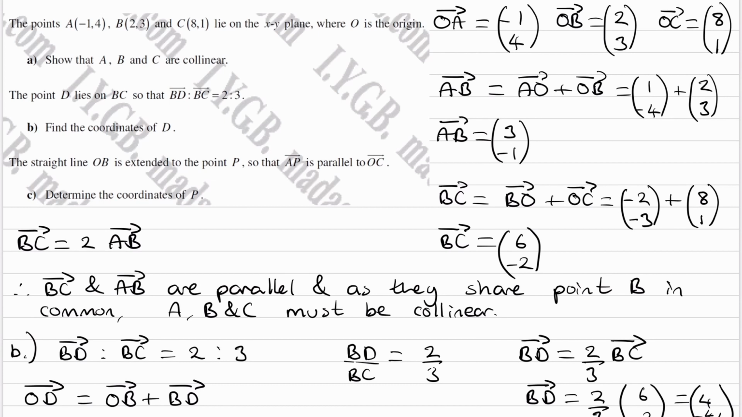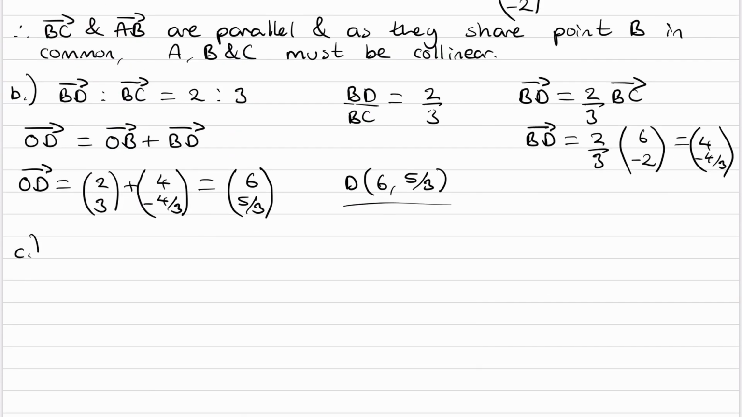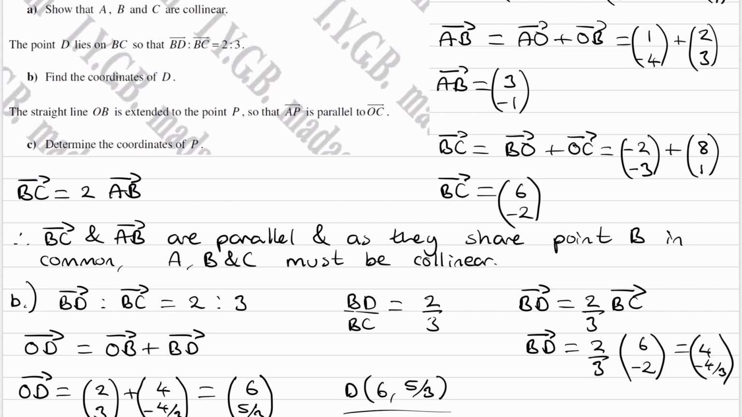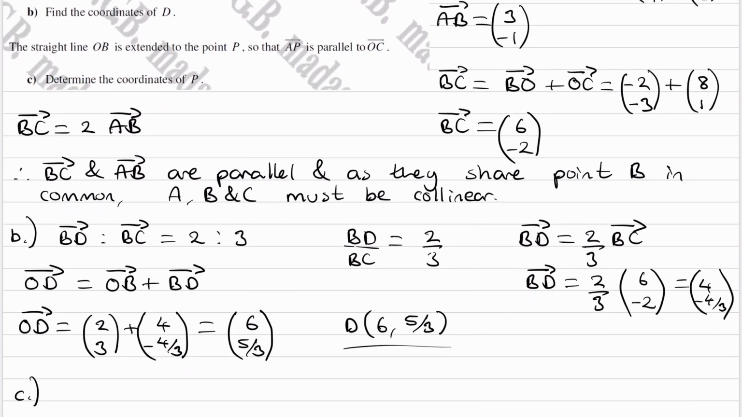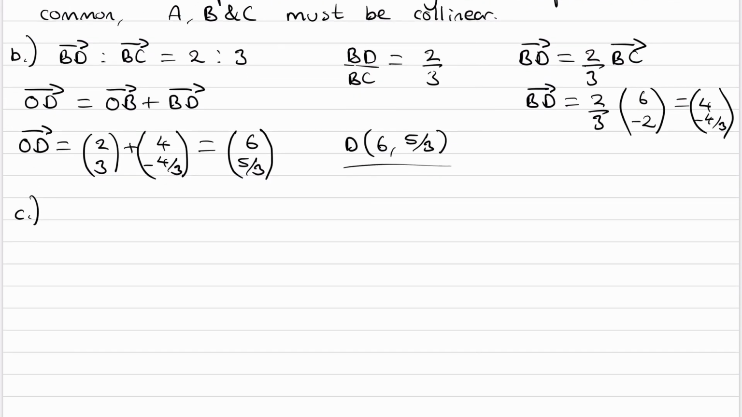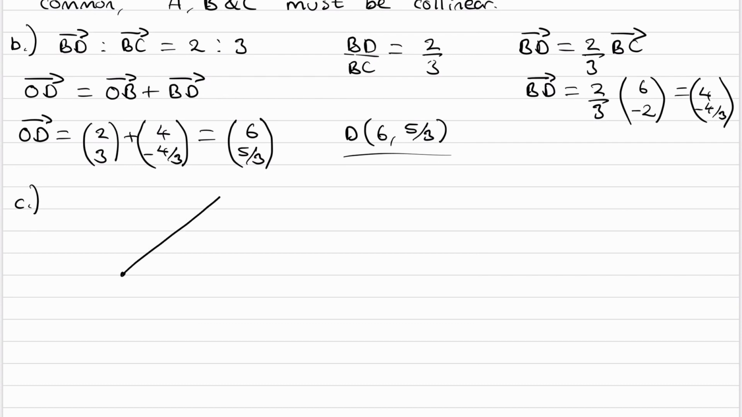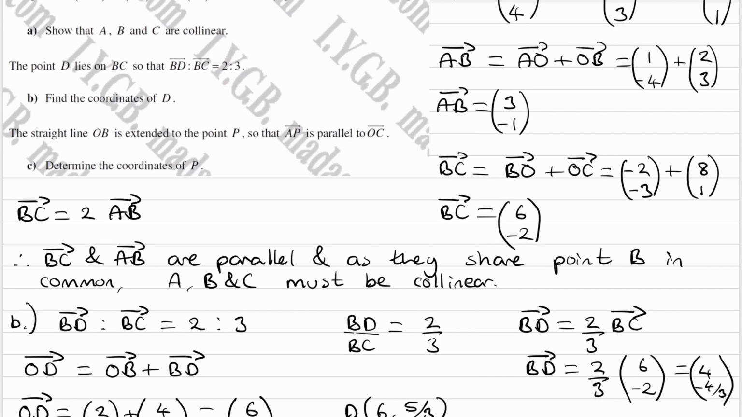Now for the last part, part C. We are told that the straight line OB is extended to point P such that AP is parallel to OC. Determine the coordinates of P. Let's try and sketch this out. I'm not going to worry about the coordinates, I'm just going to sketch this out based off this information. We're told that AP is parallel to OC. So let's say that this is A, this is P, and this here is O, and this is C. These two things are parallel as mentioned in the question.